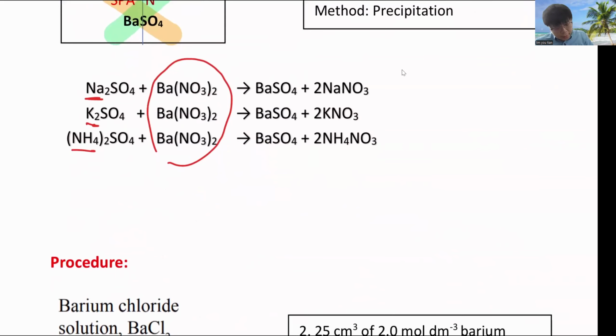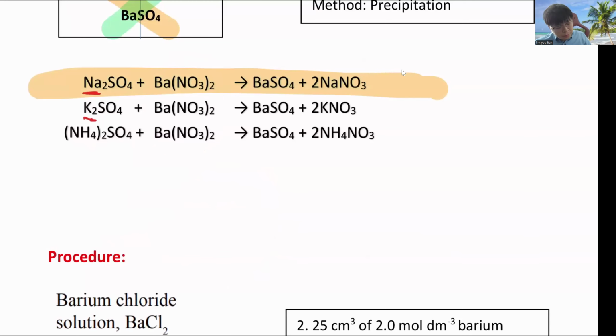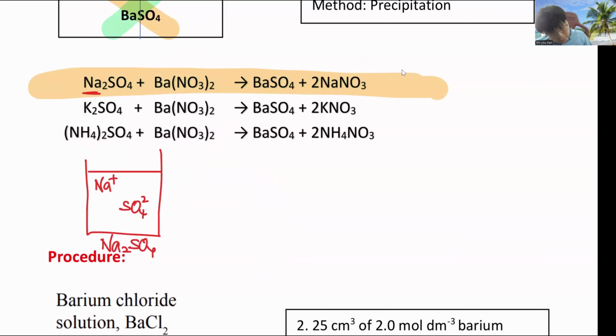Let's say I use the first one as an explanation. The concept is very simple. In order to prepare this chemical, all we need to do is use sodium sulfate, which is something soluble. Something soluble means this is Na+ and this is SO4 2-. Something soluble means the ions are free moving ions in the water. The other side is my barium nitrate.